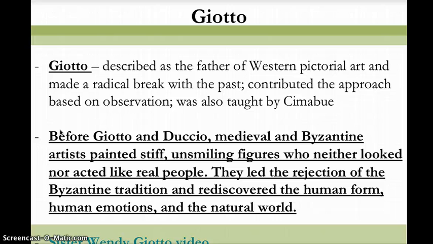So Giotto, we talked about his story, how he was a shepherd. He did this beautiful painting on a rock, supposedly, and Cimabue sees him and invites him to come to the city of Florence and teaches him. So obviously we see some influence from Cimabue, but Giotto is really the one who takes perspective to a new level and really makes forms three-dimensional. They are no longer stiff. They are no longer emotionless. They act like real people. So Giotto and Duccio, who we're going to look at in a minute, led the rejection of the Byzantine tradition and rediscovered the human form, human emotions, and the natural world.